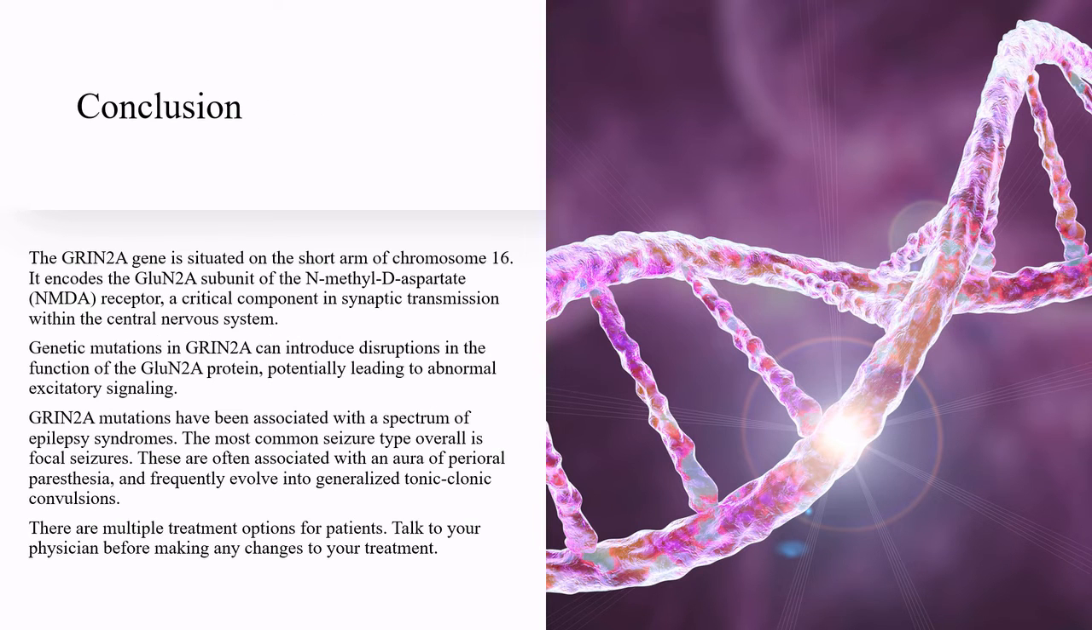The GRIN2A gene is situated on the short arm of chromosome 16. It encodes the GLUN2A subunit of the N-methyl-D-aspartate, NMDA, receptor, a critical component in synaptic transmission within the central nervous system. Genetic mutations in GRIN2A can introduce disruptions in the function of the GLUN2A protein, potentially leading to abnormal excitatory signaling. GRIN2A mutations have been associated with a spectrum of epilepsy syndromes. The most common seizure type overall is focal seizures. These are often associated with an aura of perioral paresthesia and frequently evolve into generalized tonic-clonic convulsions.